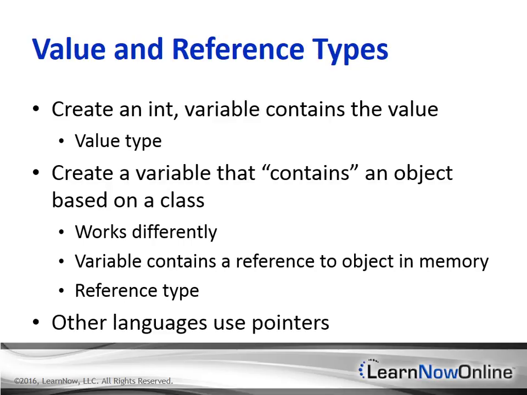Now in some languages, such as C and C++, the reference to an object is called a pointer. In managed languages like Visual Basic and C#, you really don't need to think about pointers, as you do in some of the languages. C# does have tools that you'd need to work with pointers if you really need to, but that's very rarely necessary.